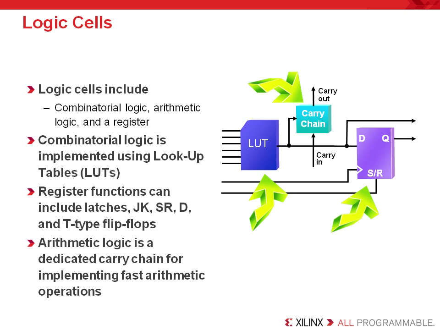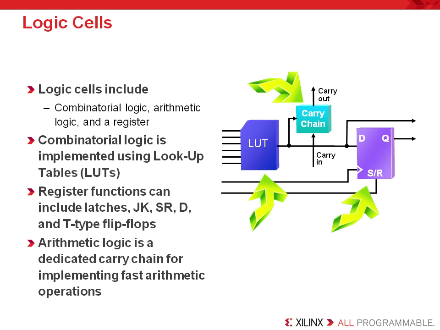Now, the flip-flop can be programmed as a latch, although that is not recommended, a JK, an SR, a D, or a T-type flip-flop. The actual flop that's used in the silicon is a D-type, so extra gates are used to convert it to a desired type if you choose to use something other than a D-type flop. These gates are just merged into the associated lookup tables.